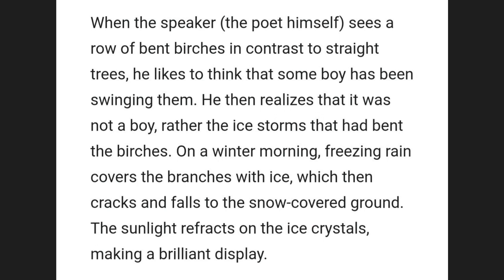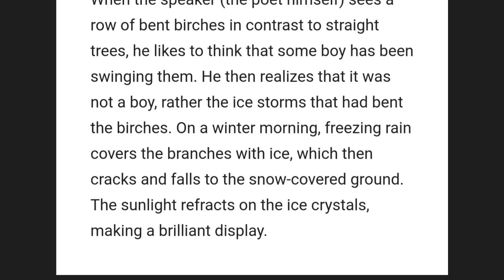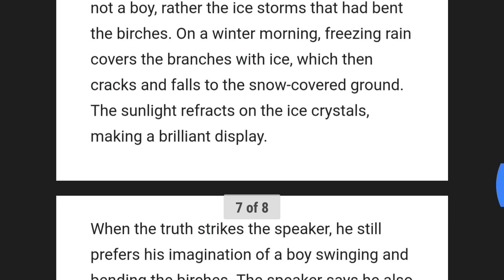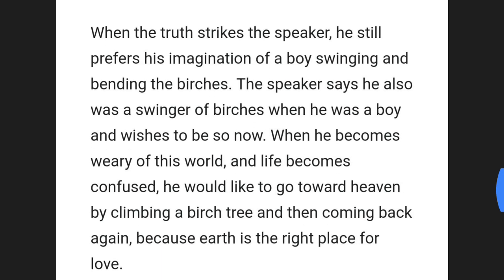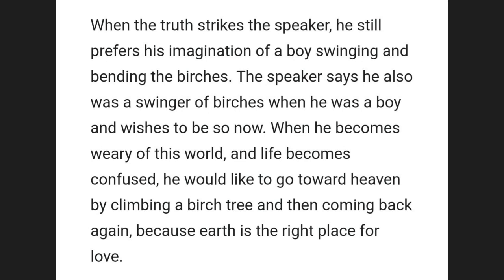Now on a winter morning, freezing rain covers the branches with ice, which then cracks and falls to the snow-covered ground. The sunlight refracts on the ice crystals, making a brilliant display. When the truth strikes the speaker, that is the poet himself, he still prefers his imagination of a boy swinging and bending the birches. The speaker says he also was a swinger of birches when he was a boy and wishes to be so now.